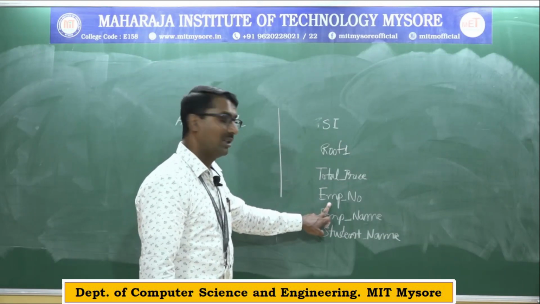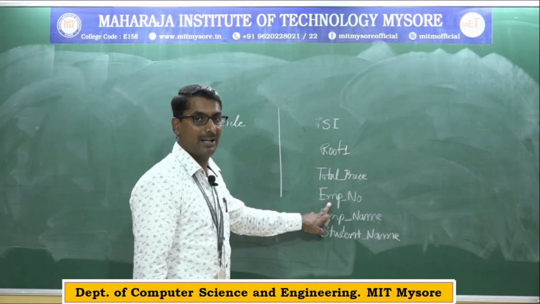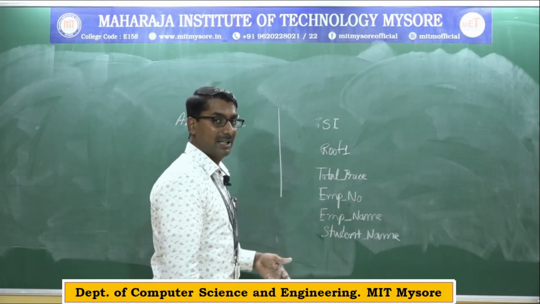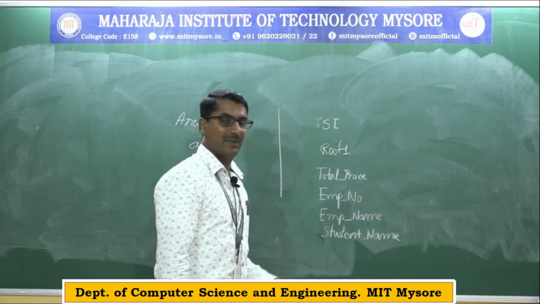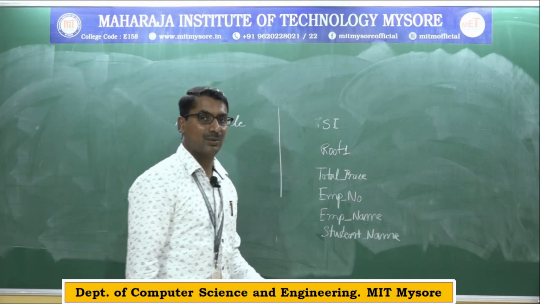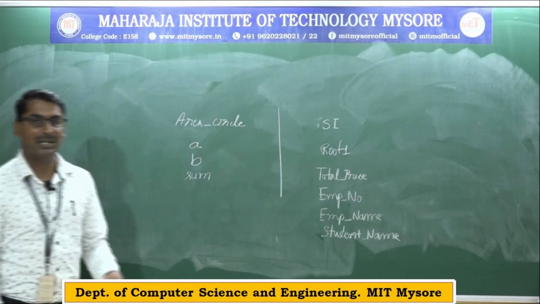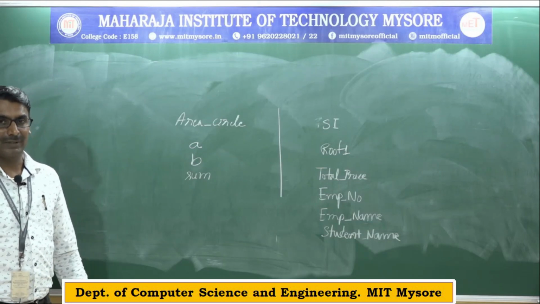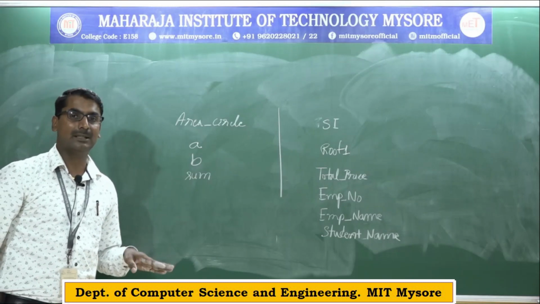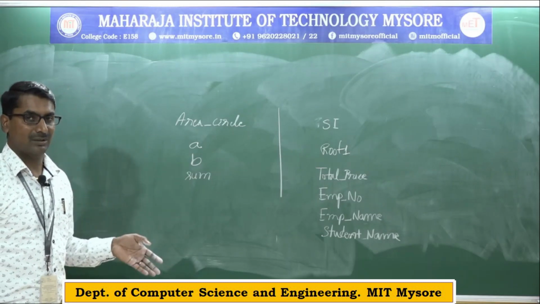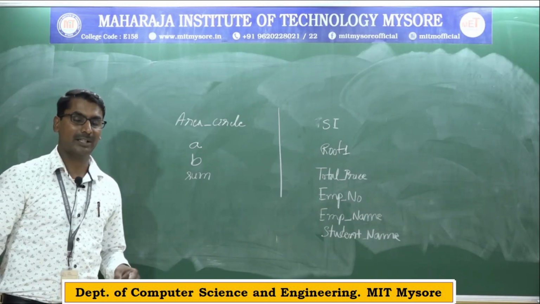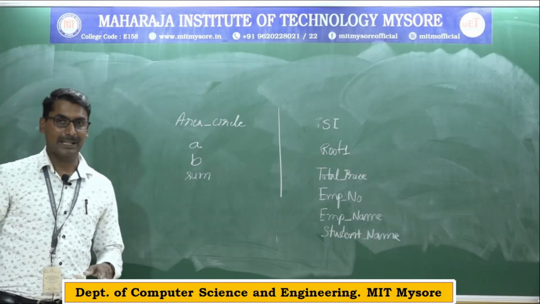So emp_number indicates that in this program we are storing the employee information. Here employee number signifies we are storing the employee number. Similarly, emp_name indicates the employee name. Student_name signifies the student name. So by seeing the variable name, we can identify the purpose of the variable. When we are defining variables, they must represent the purpose for which we are using them. This is an important thing when we are declaring variable names.